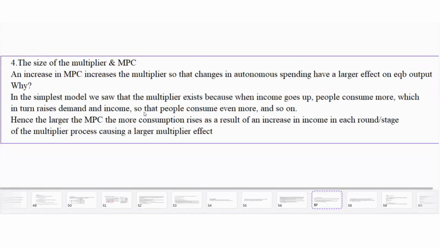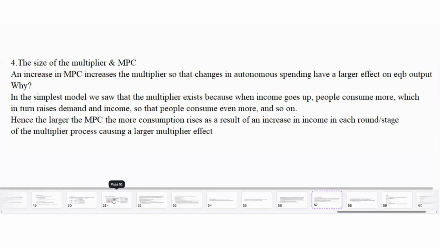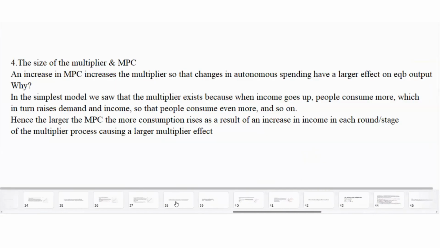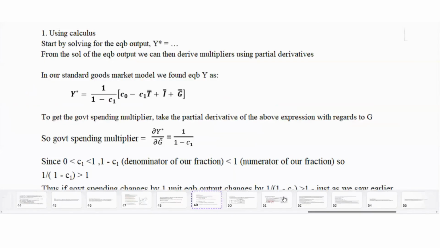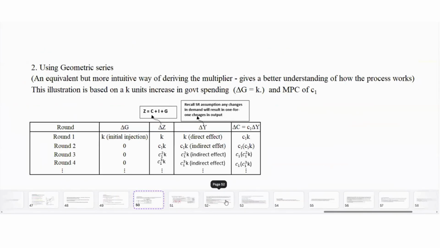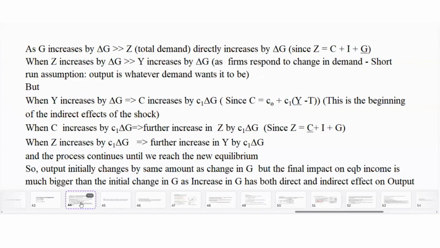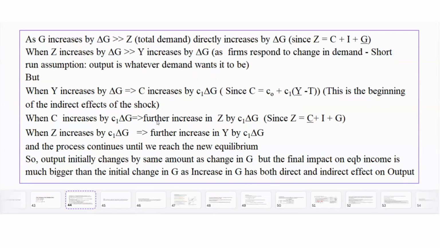Now, next is the size of the multiplier and MPC. An increase in MPC increases the multiplier, so that changes in autonomous spending have a larger effect on equilibrium output. Now, why is that? Because we saw in the simplest model that the multiplier effect exists because when income goes up, consumption goes up, which raises demand and income, so that people consume more, and so on. So if we go back and look at the mechanism of the multiplier effect here.